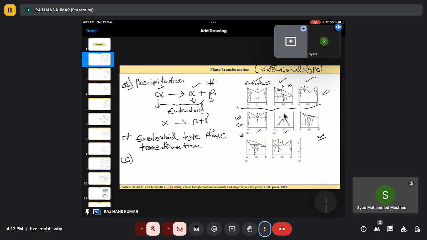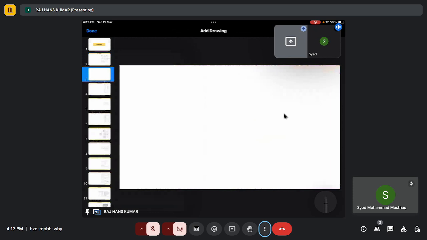So this is about this, and this one, well, alpha will turn into alpha dash. This one is an order-disorder phase transformation. Right. So what does the order-disorder type of phase transformation mean?